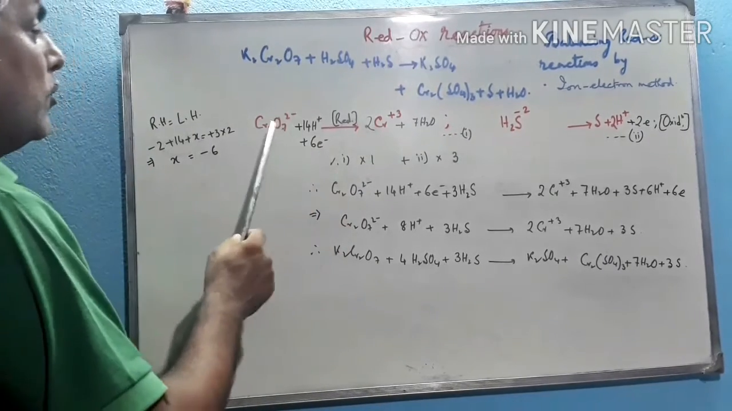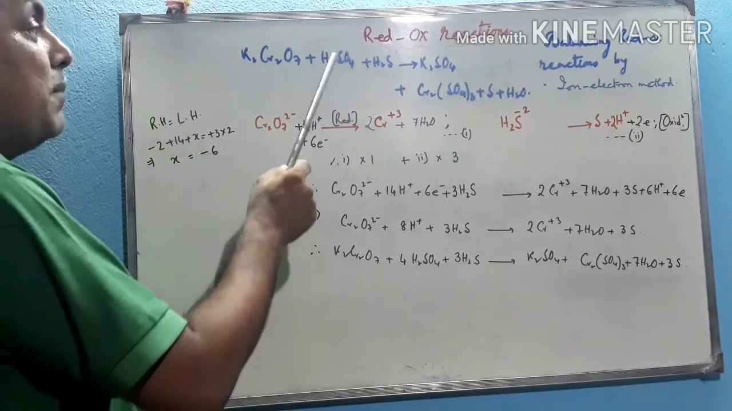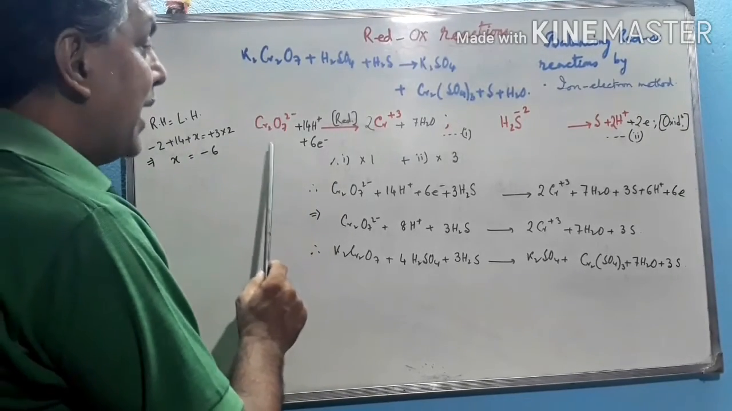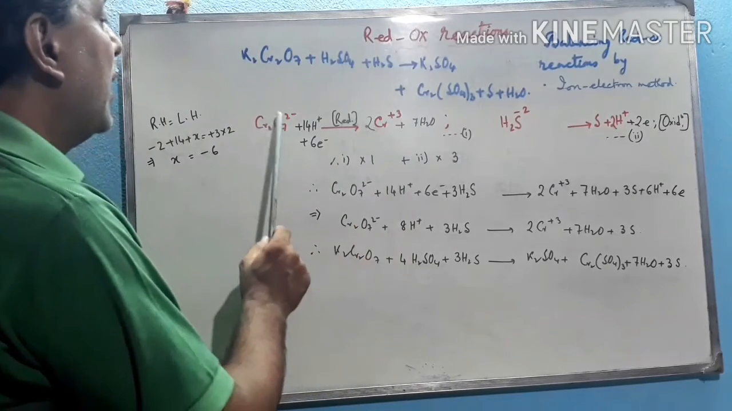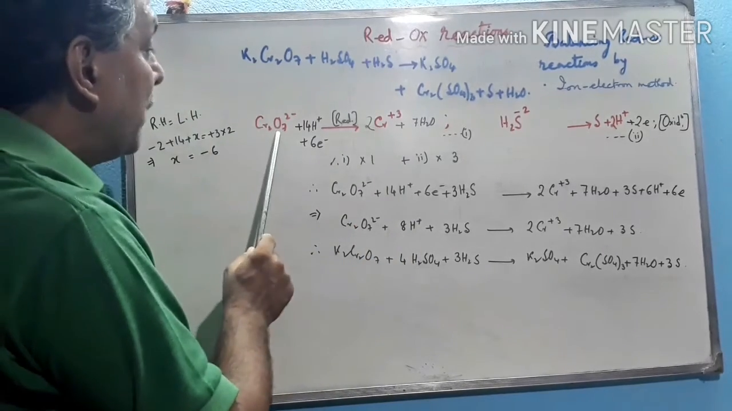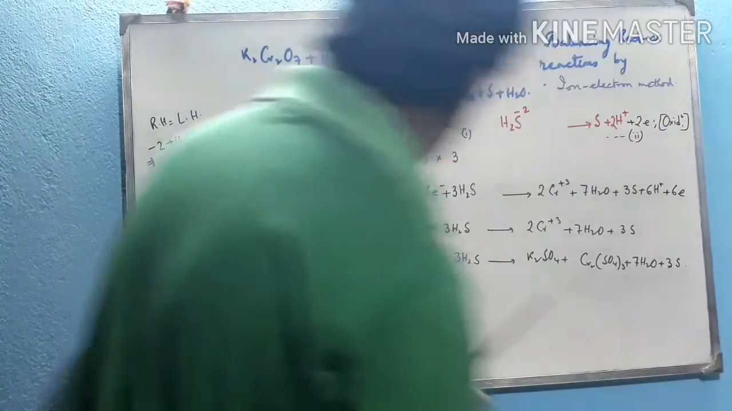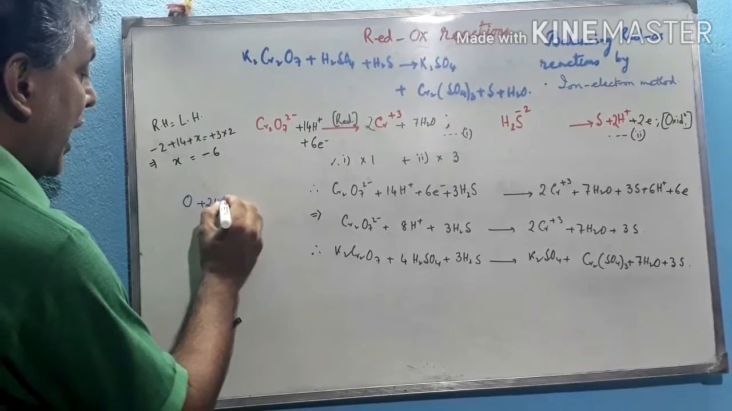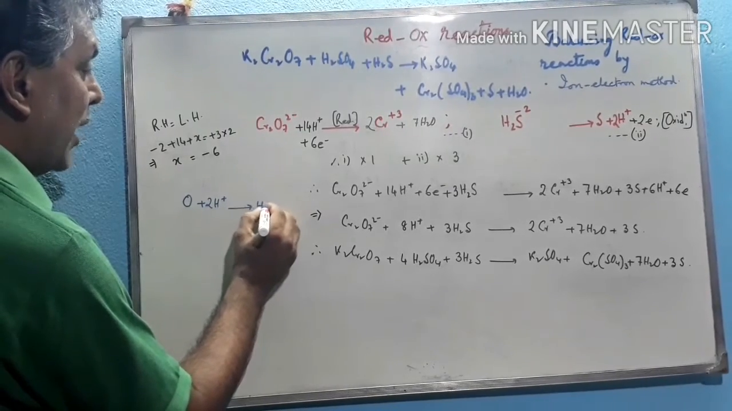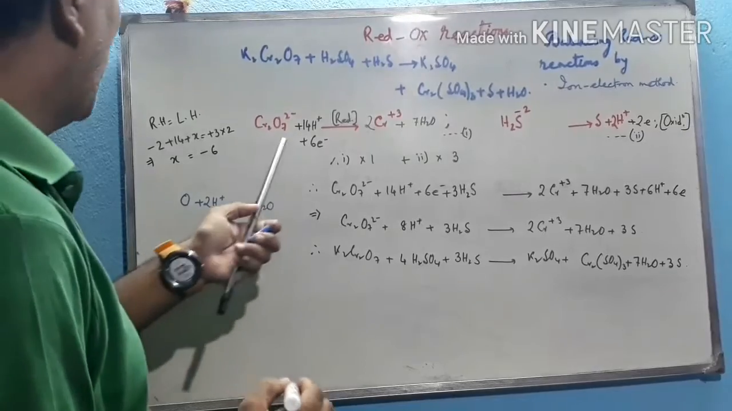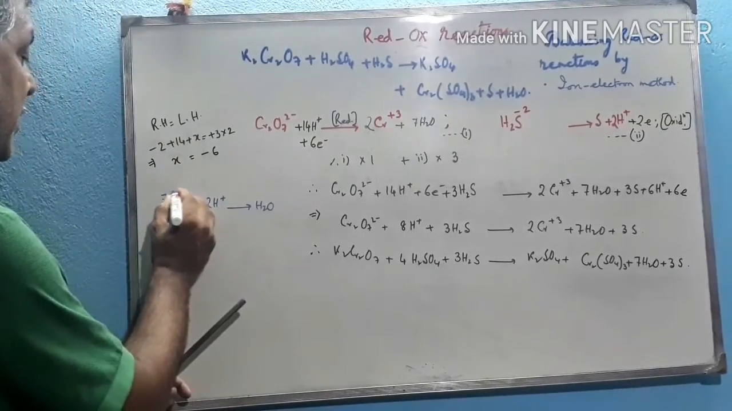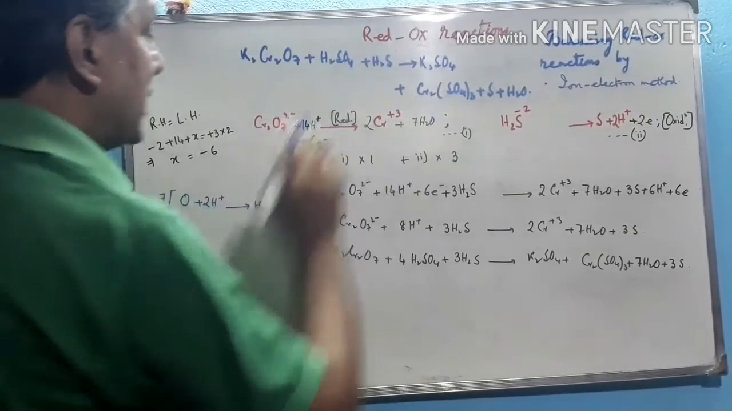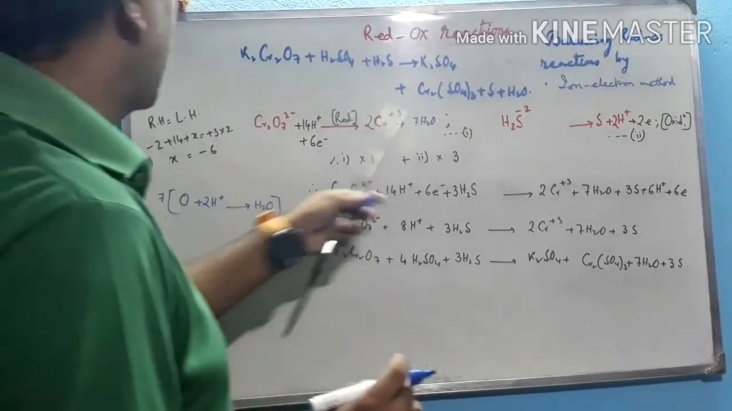Now for oxygen atoms, this is an acidic medium, so for each and every oxygen atom in the reactant side, we have to add 2H plus, and to balance it on the opposite side we have to add 1 mole of water. So for 7 oxygen atoms, multiplied by 7, it becomes 14H plus and it becomes 7 H2O on the opposite side. Now the ions are balanced.